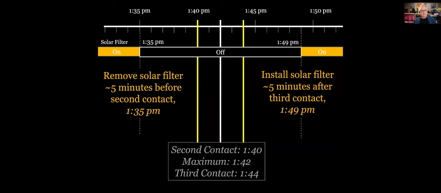So let's go through this version of this for that instance. We have our wide angle shot. We installed the solar filter at 11:20 or so, and we've taken our shots with the solar filter. Now with a wide angle lens, it's safer to remove the solar filter much earlier than for the telephoto. So I would take mine off about 4 to 5 minutes before second contact. With the telephoto, it was more like a minute. And then I'm going to leave it off for this period.